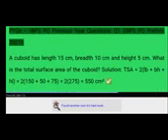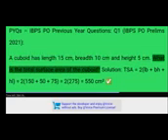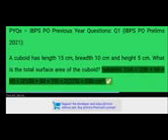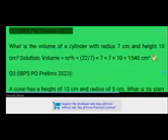PYQs, IBPS FO previous year questions. Q1, IBPS FO prelims 2021. A cuboid has length 15 cm, breadth 10 cm and height 5 cm. What is the total surface area of the cuboid? Solution: TSA equals 2 (LB plus BH plus HL) equals 2 (150 plus 50 plus 75) equals 2 times 275 equals 550 square centimeters.